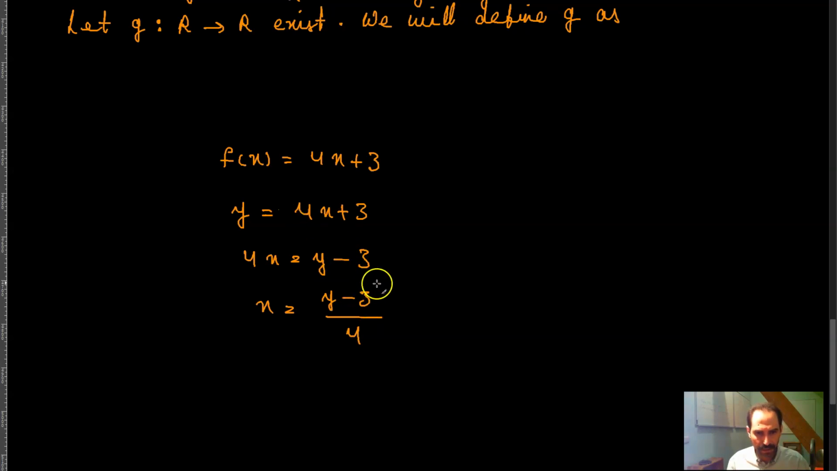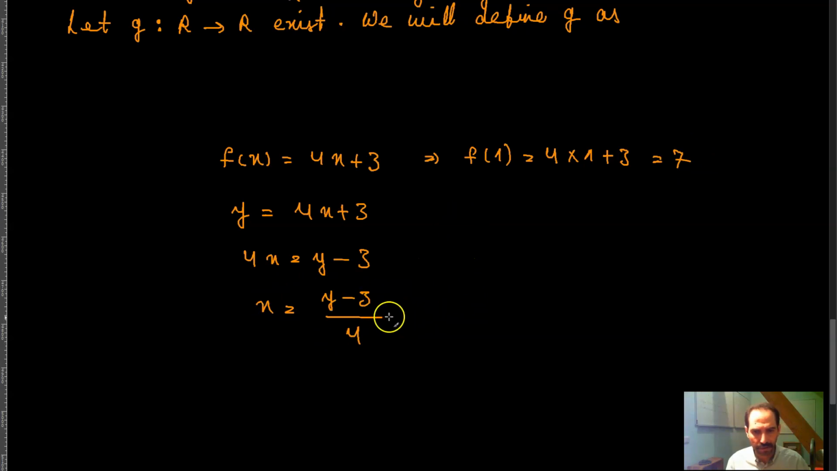And so this is actually the inverse of the function that we have here. For example, suppose that this function is a function from R to R, and I input a 1 into this function. Then f of 1 is equal to 4 times 1 plus 3, which is equal to 7.